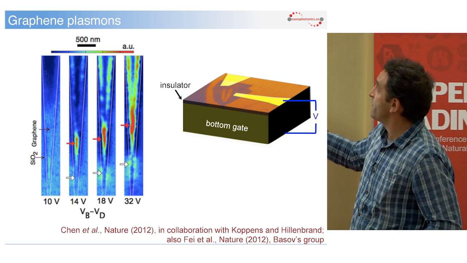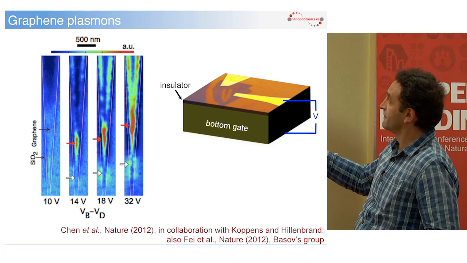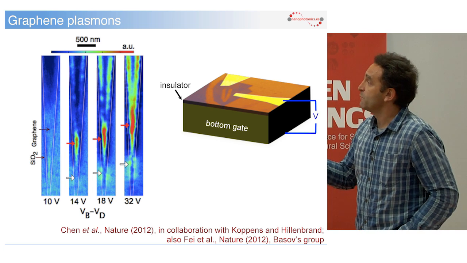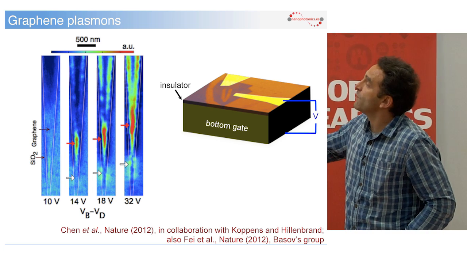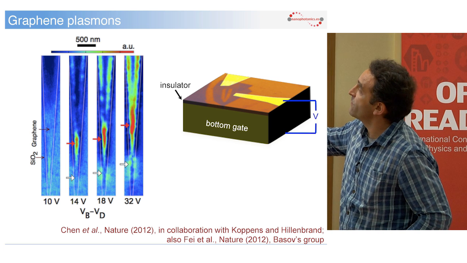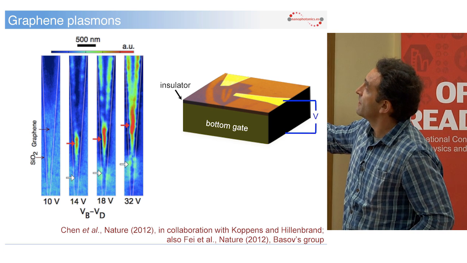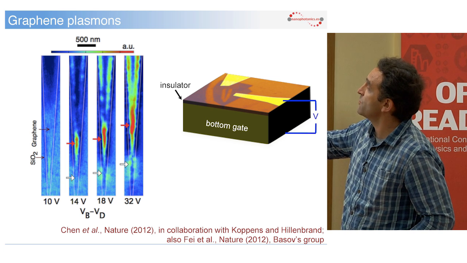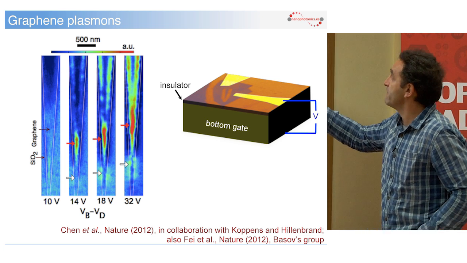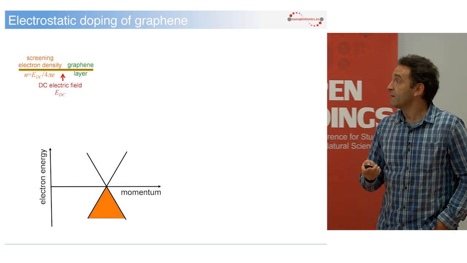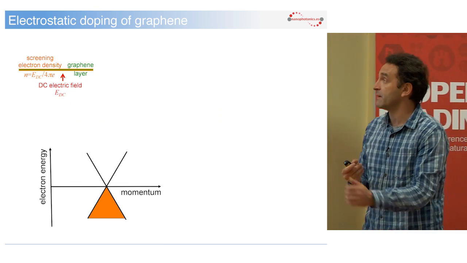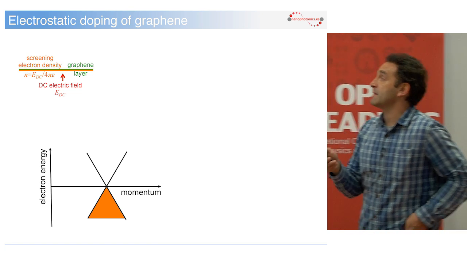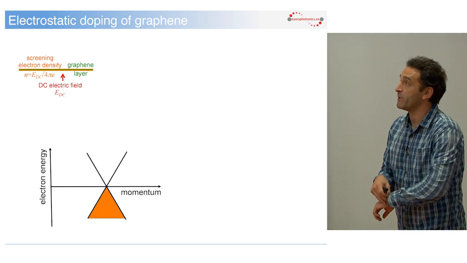And then by applying a different voltage here, you can move the plasmon, literally move the plasmon to different positions. So at a given position, the plasmon can be tuned on and off simply by applying a voltage here. Okay? This was unheard of in the field of plasmonics and nanophotonics in general. So let's look at the physics behind this phenomenon.